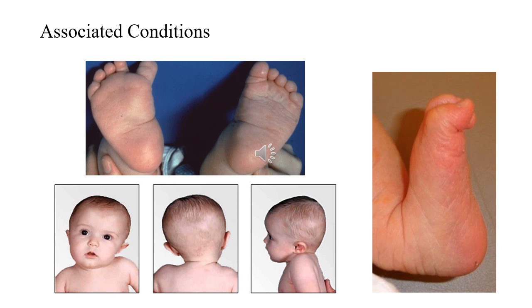Also, the picture at the bottom is for torticollis, which is tightness of the sternocleidomastoid muscle, leading to an abnormal posture of the head with the tilting of the neck. This is also caused by the intrauterine position. And the picture on the right shows what we call a calcaneovalgus foot, which is again one of the packaging disorders caused by the position of the baby.